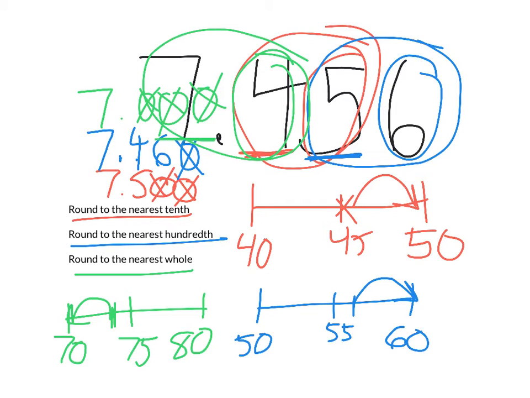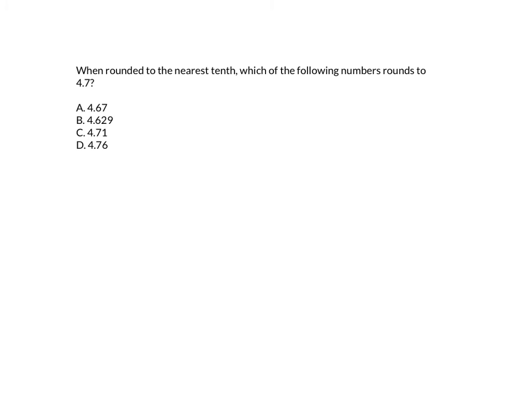We're using the same rounding rules that we used with whole numbers, so if you're struggling with that, I would recommend finding the original rounding video, but we're still using the same rules no matter what. So on this one, it says when rounded to the nearest tenth, which of the following numbers rounds to 4 and 7/10. So you're going to have to round all 4 of those, figure out which ones will give me 4 and 7/10. So pause this video and round each one.